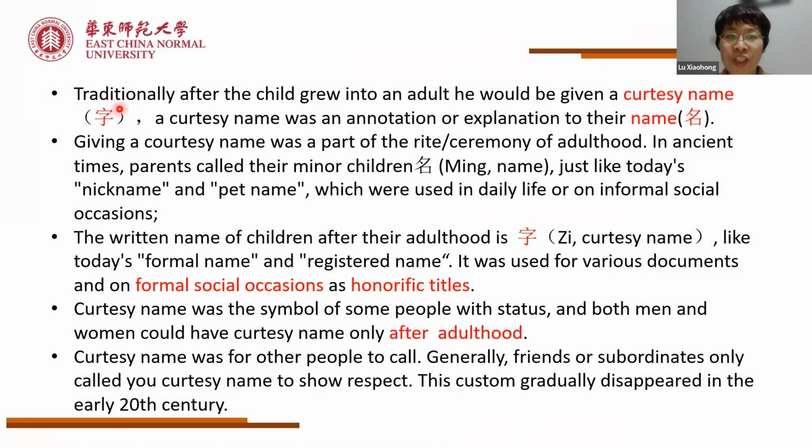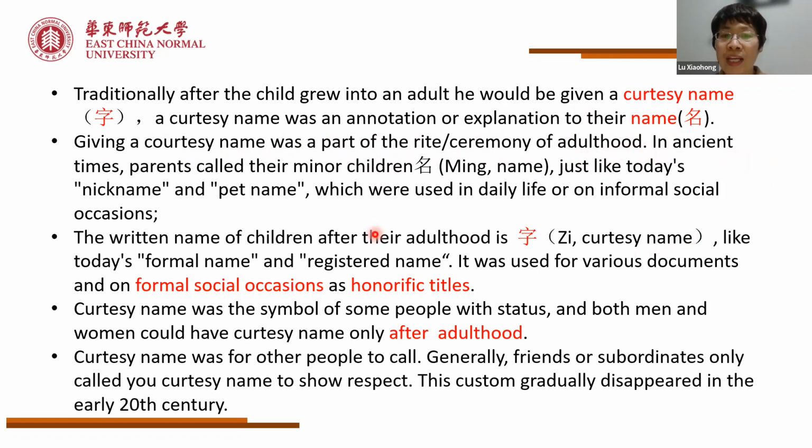So traditionally, after the child grew into an adult, he would be given a courtesy name. In Chinese, it is also called 字. So a courtesy name was an annotation or explanation to their name, which is called a 名. So giving a courtesy name was a part of the rite or part of the ceremony of adulthood.